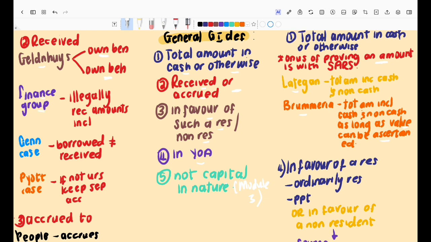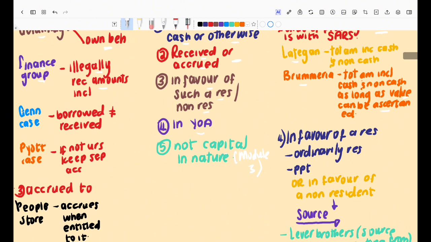Everything that has finance has the risk of funds being stolen. So once you think of the Finance Group case, think of illegal funds, right? SARS says, even if the funds are from an illegal source, I still want to tax them because I see them as received by you as the taxpayer. So the Finance Group case tells us that illegal amounts are also received by the taxpayer and will therefore be included in the gross income definition. And then we have the Gen case.